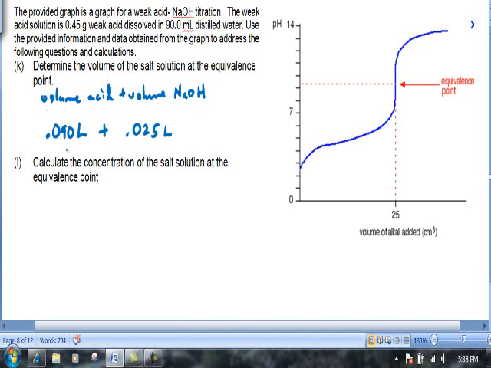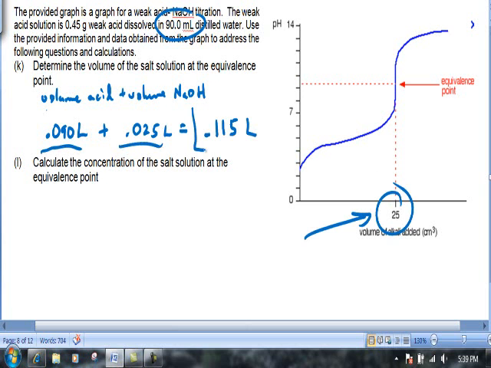The volume of our acid is given by dissolving the acid in 90 milliliters of water, so we have 0.090 liters of acid. The volume of our sodium hydroxide is how much sodium hydroxide we added to reach the equivalence point, which now has created a salt and water solution. That's 0.025 liters. Adding the two together gives us a volume of our salt solution of 0.115 liters, present at the equivalence point.